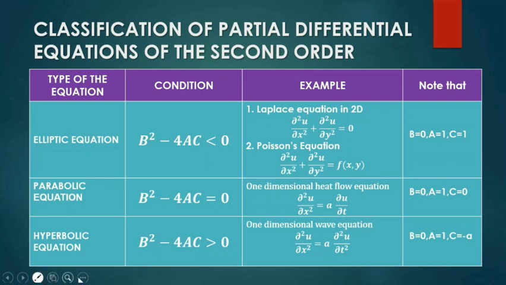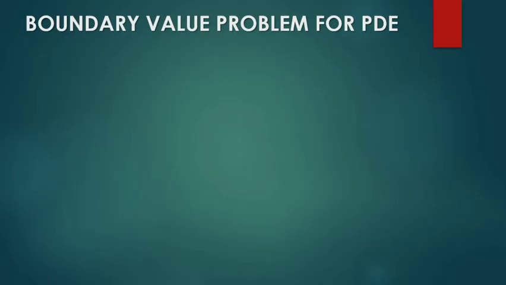So here we note that in these two equations the independent variables are x and y. But in these two equations, you see that the independent variables are x and t. So u is a function of x and t. Now let us see a boundary value problem for a partial differential equation.